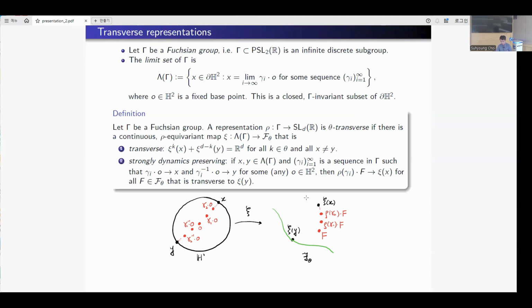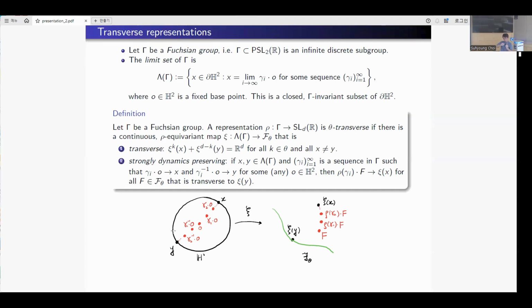How do I think about this definition? If you start off with a sequence gamma_i with this property on H^2, a consequence of this is that if you pick any point in the boundary of H^2 that is not equal to y, and you apply gamma_i to it, it has to converge to x. So if you look at the boundary of H^2, aside from y, if you take the complement of y, everything gets sucked into x if you apply gamma_i to it.